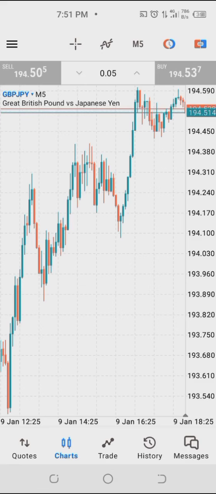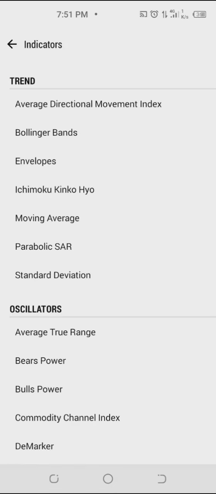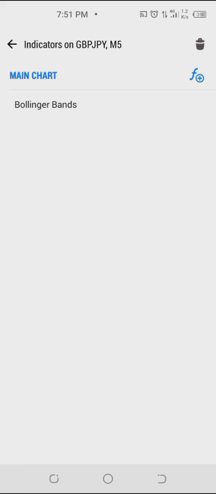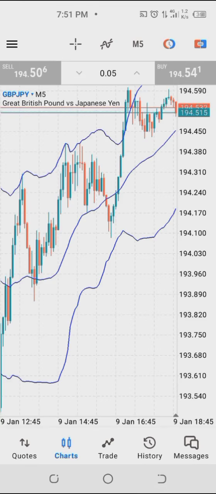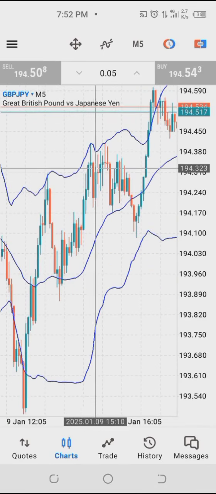The first thing I'll do is to add my Bollinger Band. For my Bollinger Band, I'm going to be using a period of 30, deviation of 2, and apply to close. Straight away I have my bands in the chart. As you can see, the Bollinger Bands are 3 moving averages in 1. So we have the lower band and the upper band.